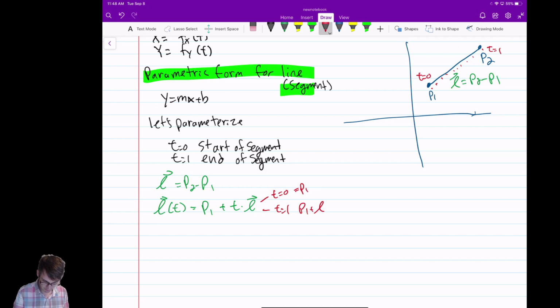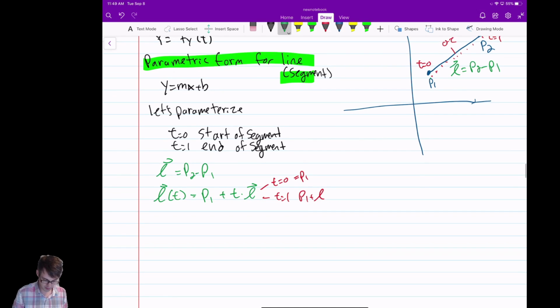Now t in the middle will just go along L all the way towards 1. Since L is defined as P2 minus P1, t of 0.5 will be P1 plus half of that distance. We'll move straight along that line, no problem.